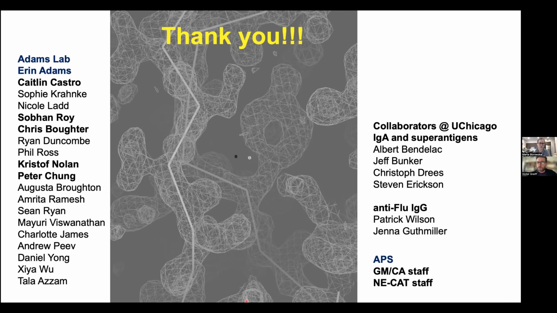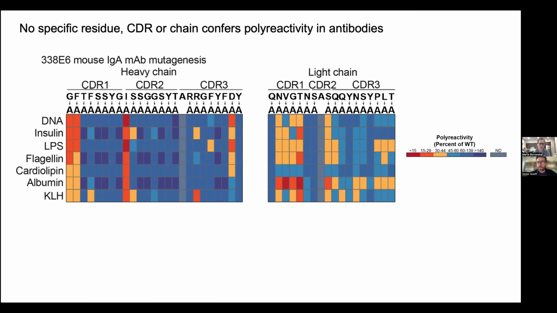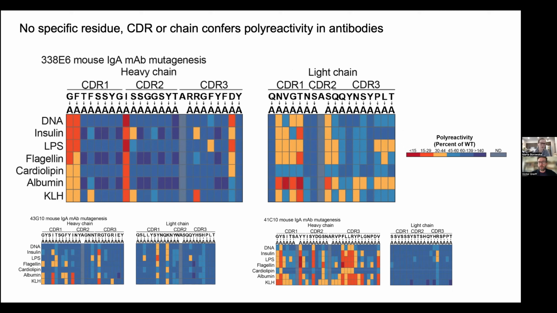There's a question in the chat. In your heat map for the 338E6 mouse antibody, it looked like a few mutations at the start of the HCDR1 or HCDR2 could abrogate polyreactivity. What do you make of that? Are they somehow disrupting the overall fold of the antibody?